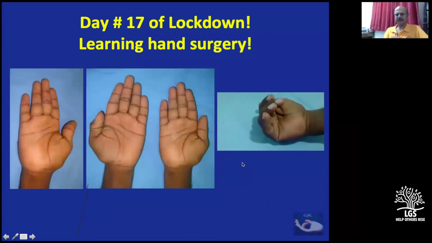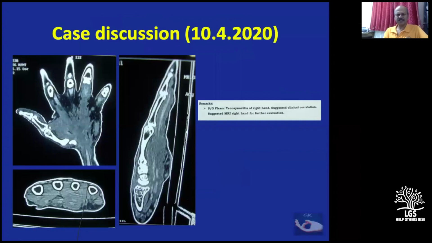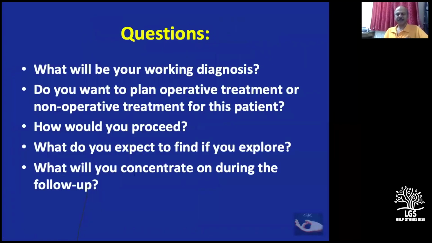So now, this is any swelling. So we did the investigations and found that the MRI shows a typical soft tissue swelling of the ring finger, extending throughout the ring finger, extending up to the palm and even up to the distal forearm. And the remark was to rule out a flexor tenosynovitis of the right hand. So, questions. What will be your working diagnosis? Do you want to plan operative treatment or non-operative treatment? How would you proceed? And what do you expect to find if you explore? What will you concentrate on during the follow-up?